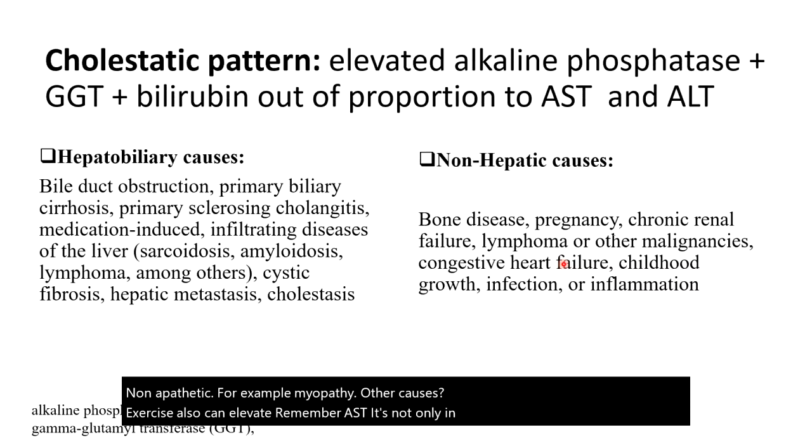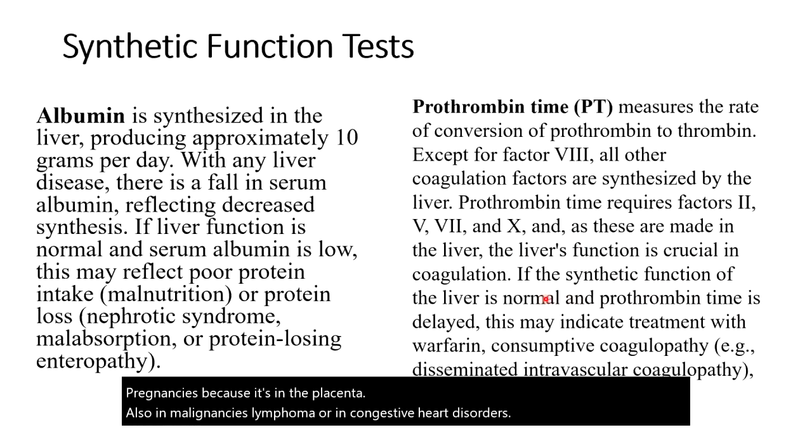Okay, cholestatic pattern, we're going to have hepatobiliary cases: primary biliary cirrhosis, bile duct obstruction, primary sclerosing cholangitis, medication-induced, sarcoidosis, amyloidosis, among others. Remember that we can have an elevation of alkaline phosphatase also in bone disease, in pregnancy because it's in the placenta, also in malignancies like lymphoma, or in congestive heart disorders, in other types of infections.